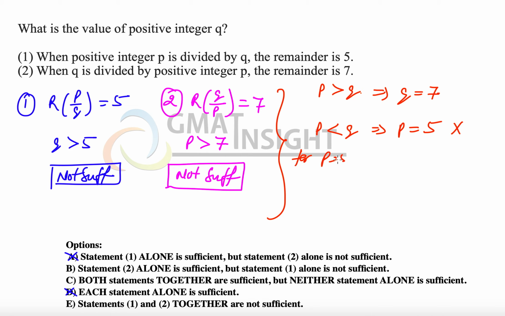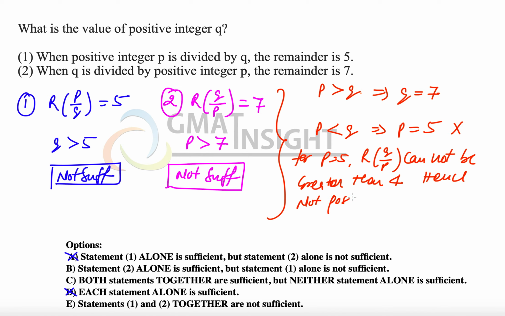For p equal to 5, the remainder of q upon p cannot be greater than 4. Hence, not possible. So, this case can be rejected, and therefore the answer to the question becomes option C, because after combining the two, we understand that q has to be equal to 7.